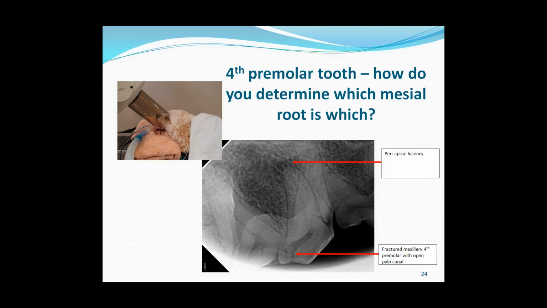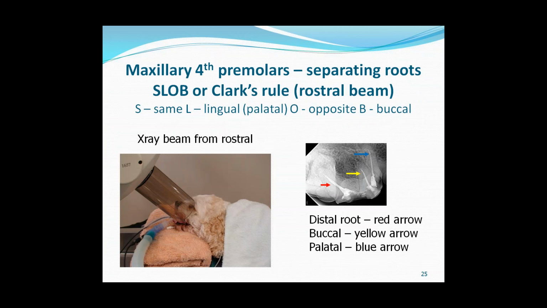So we determine that by using what's called the SLOB rule or Clark's rule, which essentially says that when the tube head is moved, the lingual or the palatal root will move in the same direction as the actual tube head. So here are two examples. The first one is taking a radiograph of the upper fourth premolar tooth with the tube head positioned in a rostral fashion. So in other words, the tube head is moved towards the dog's nose.